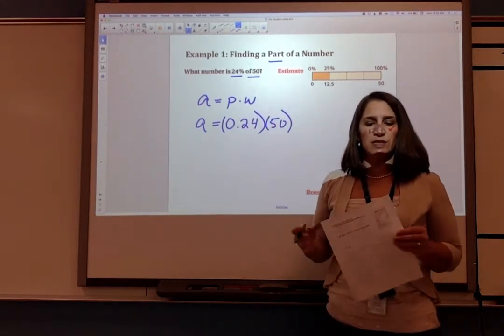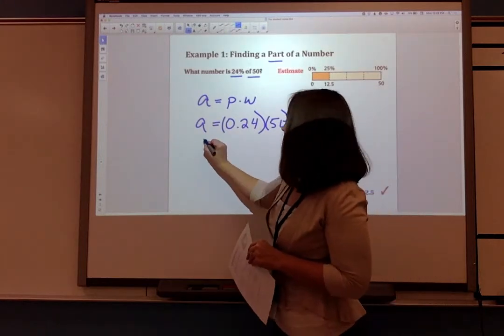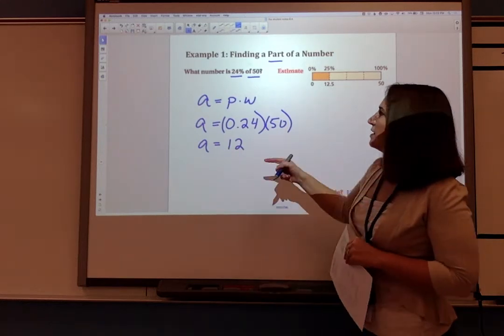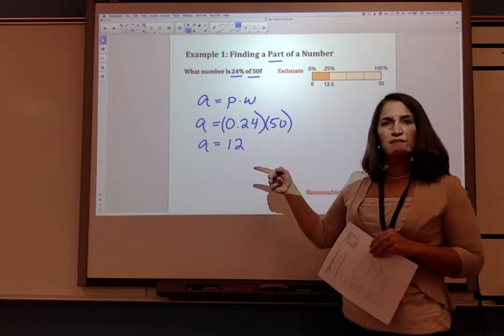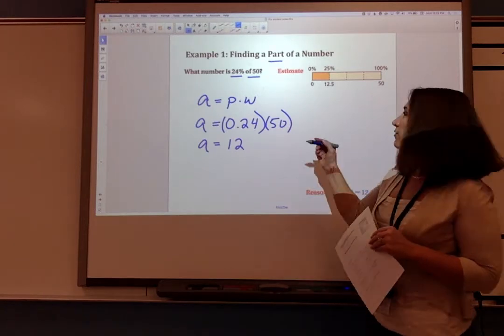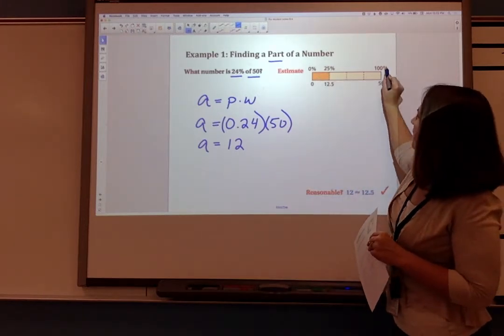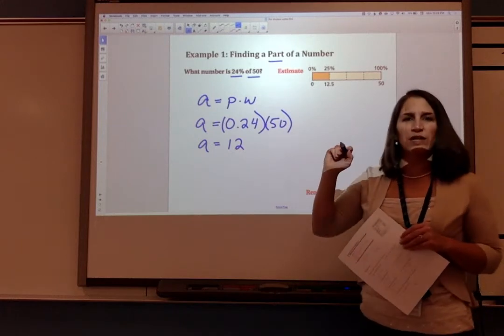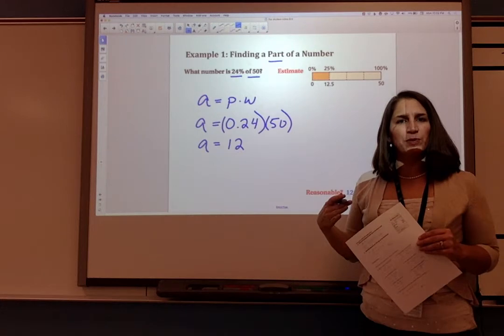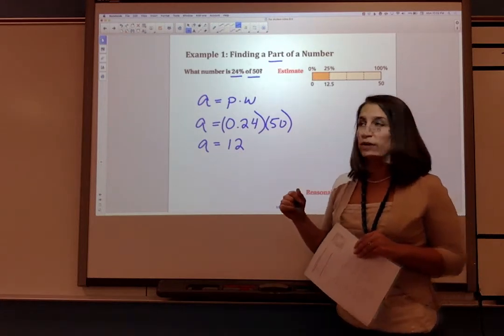So all we need to do is multiply here. So 0.24 times 50 is 12. So the number that's 24% of 50 is 12. Seems reasonable. It's just a little bit less than a fourth. We can look at this diagram that shows 1/4 or 25% of 50 is 12.5. 24% is just a little bit less than that, or 12.